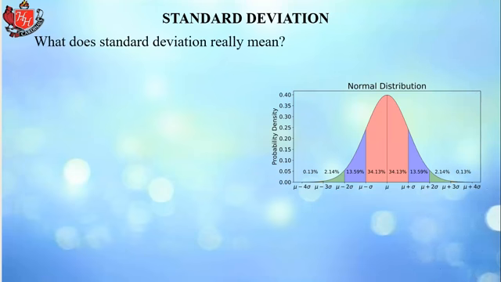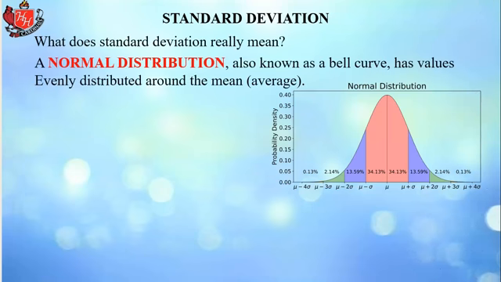So what does standard deviation really mean? A normal distribution, also known as a bell curve, has values evenly distributed among the mean, among the average. So let's take a look at that curve there. In the pink is 1 standard deviation. Mu is the mean. That's right in the middle, right below the highest point on that curve.